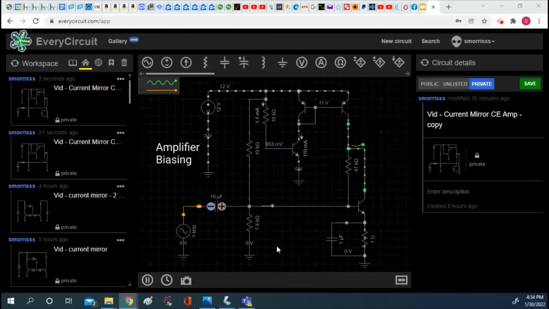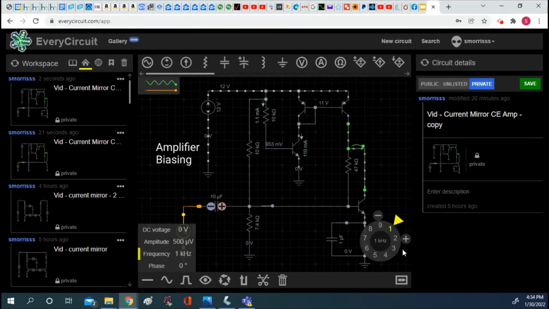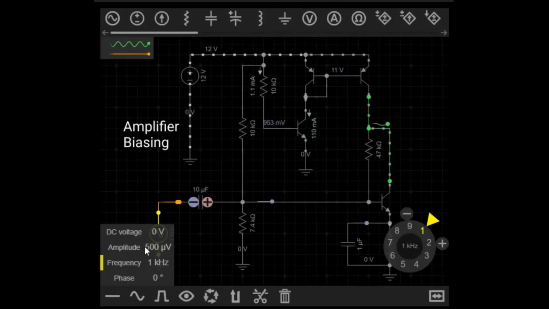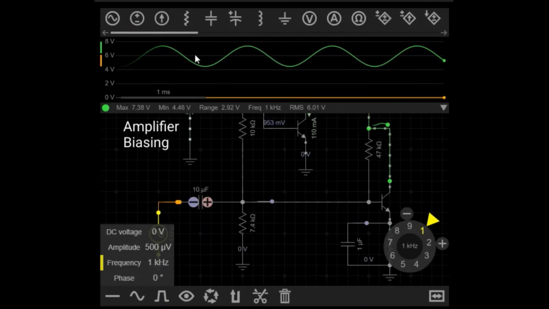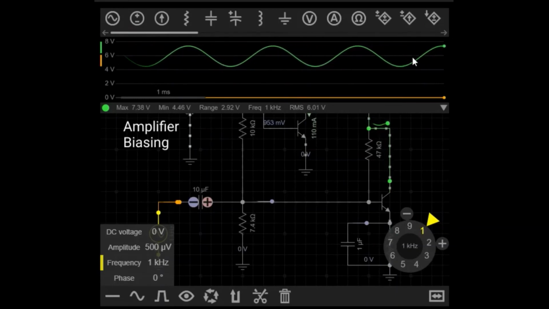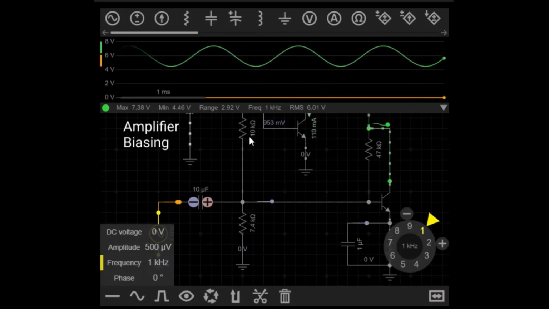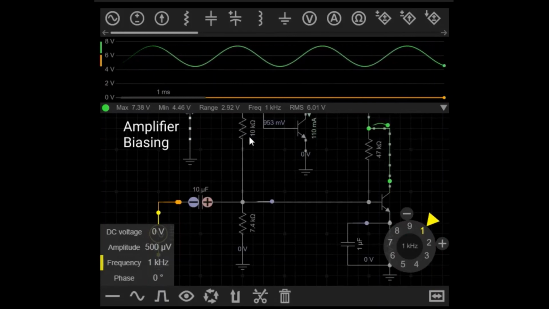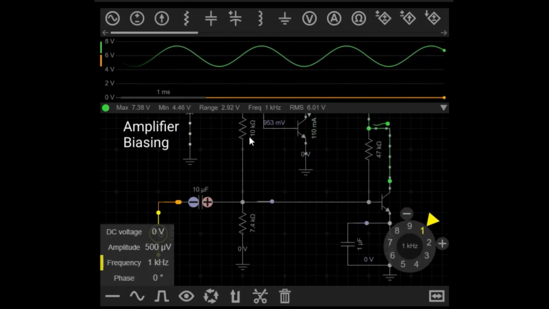The input of this particular amplifier is set at 1 millivolt peak to peak. The output is a 3 volt peak to peak sine wave, which, based on a 1 millivolt peak to peak input signal, represents a voltage gain of 3000.